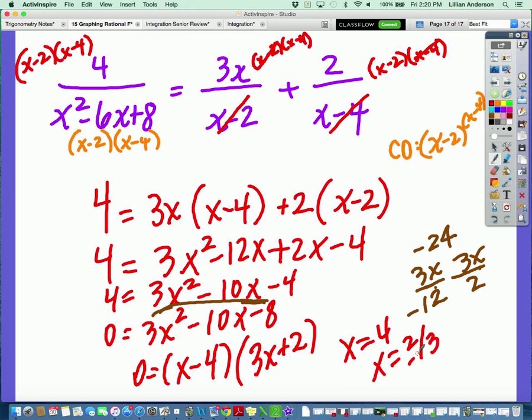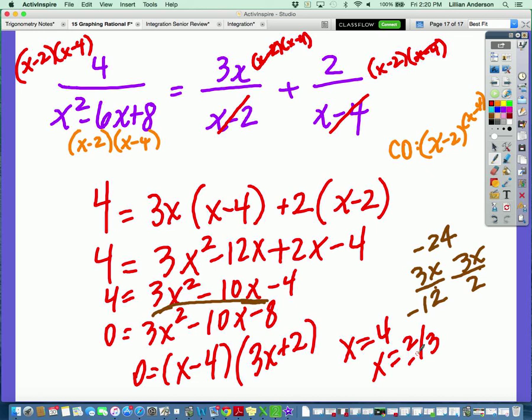Negative 2/3. Do they both work? Yes. Four doesn't work? 16 times 3 is 48 minus 36. Check, check, check. Plug into the original to justify, or it could be a mistake.